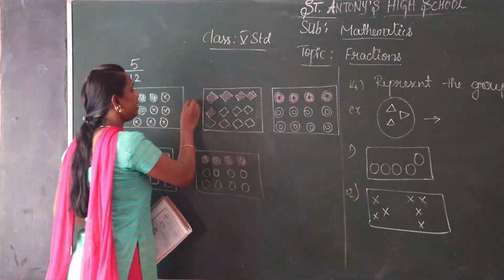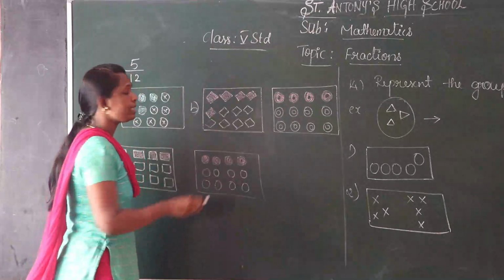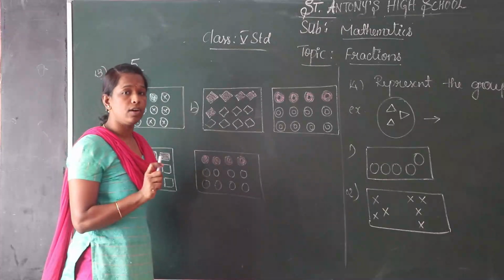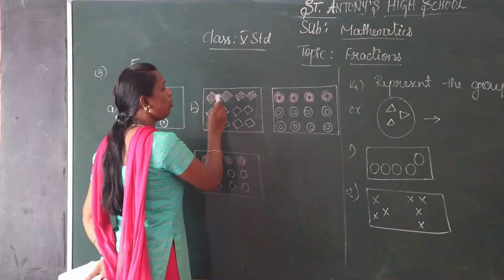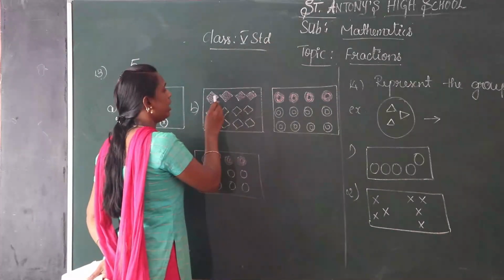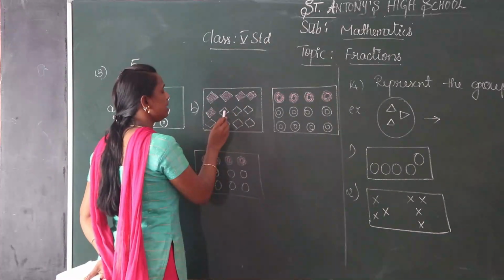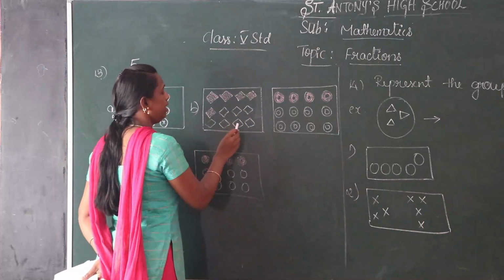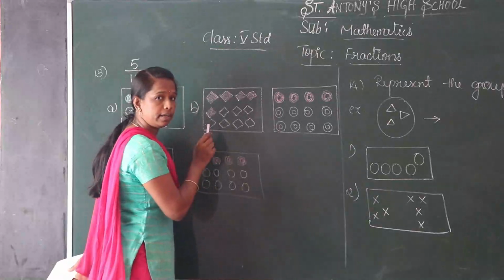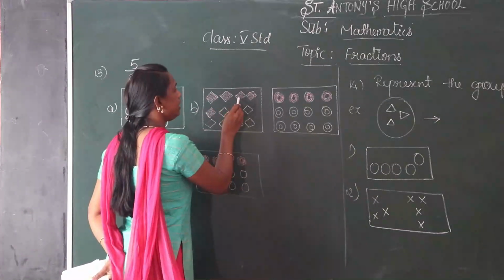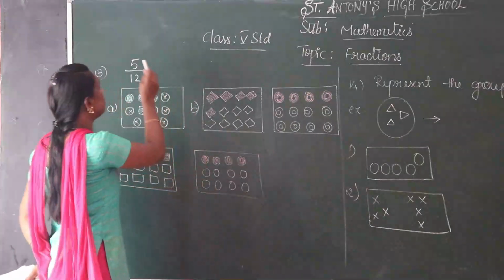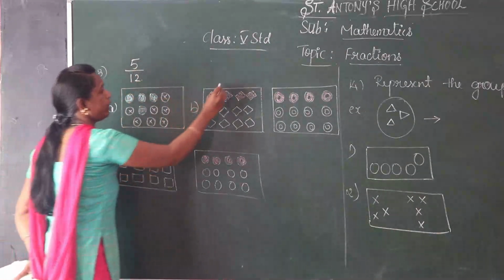Next, figure B. See children, the shaded part is the numerator. The total number of parts is called the denominator. Here, how many parts are there in total? 1, 2, 3, 4, 5, 6, 7, 8, 9, 10, 11, 12. That is 12. After that, the shaded part is the numerator: 1, 2, 3, 4, 5. So figure B represents 5 by 12.